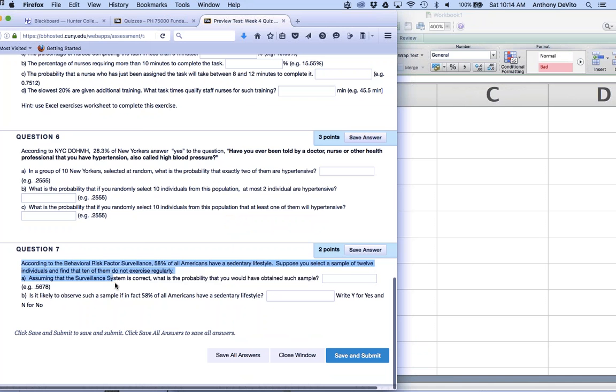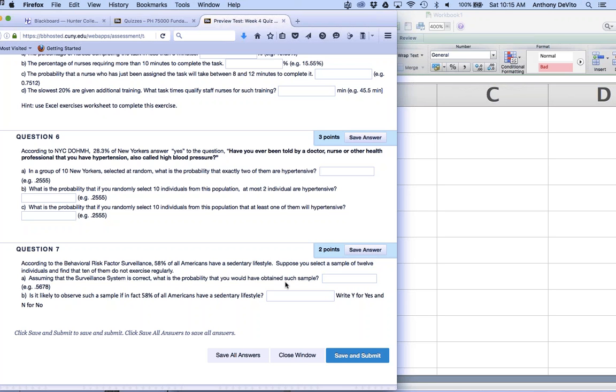According to behavioral risk factors, 58% of Americans have a sedentary lifestyle. Suppose you select a sample of 12 individuals and find 10 of them do not exercise regularly. Assuming that the surveillance system is correct, what is the probability that you would have attained such a sample? Okay, so 58% of Americans have a sedentary lifestyle, so our probability is 0.58. You select a sample of 12 individuals, and 10 of them do not exercise properly. So what's the probability that you would have gotten that?